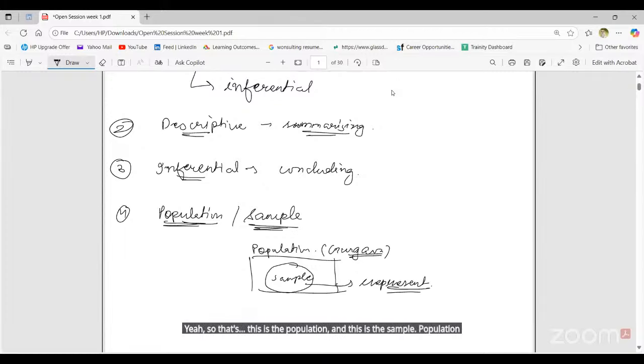Population and sample is clear? Yes, ma'am. Clear. Is anyone having any doubt till here? No, ma'am.